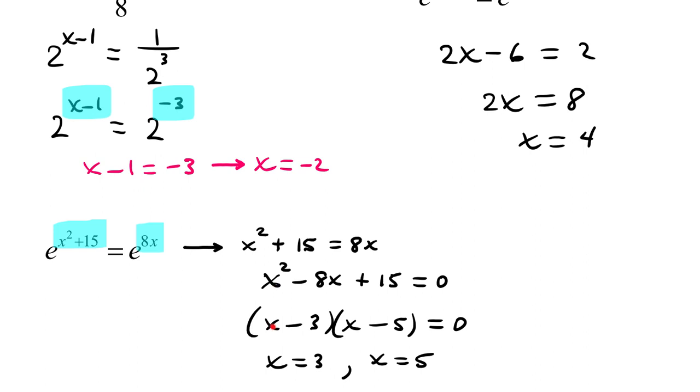X squared breaks down to x times x, and then I can easily find two numbers that have a sum of negative 8 and a product of positive 15. That's negative 3 and negative 5. If you add those two numbers, you get negative 8. If you multiply them, you get positive 15. This first factor is equal to 0 if x equals 3. The second factor is equal to 0 if x equals 5. And so those are two answers that satisfy that particular equation.